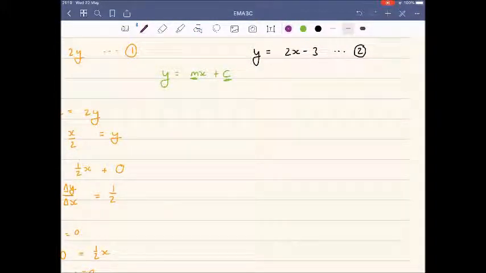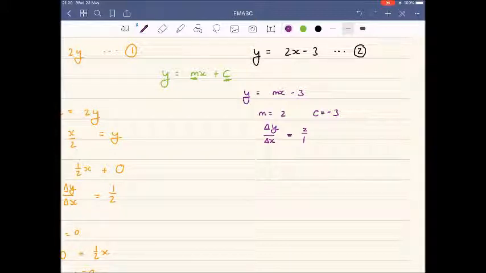So again, we want to get equation 2 in the form y equals mx plus c. But what do we notice? It already is in this form, right? We have y equals mx minus 3. So the m is equal to 2 and the c is equal to minus 3, right? So we have the gradient. A change in y over a change in x is equal to 2 over 1. So every increase in y by 2, there's a 1 increase in x.